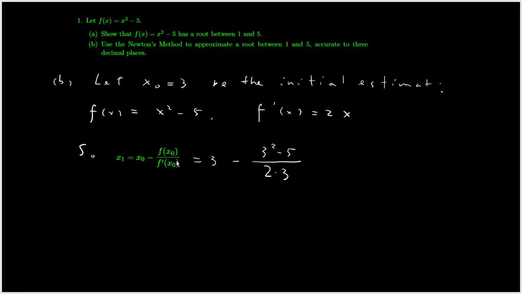Again, the x0 value is 3. Wherever you see x0, you replace x0 with 3. And then on the numerator, you have the value of the function at 3. The function f of x is here. The value of the function at 3 is given by 3 squared minus 5, right? And then on the denominator, you have 2 times 3, x value 3.